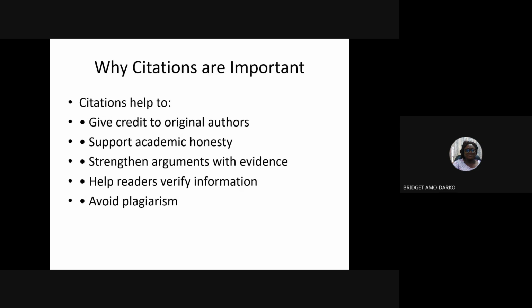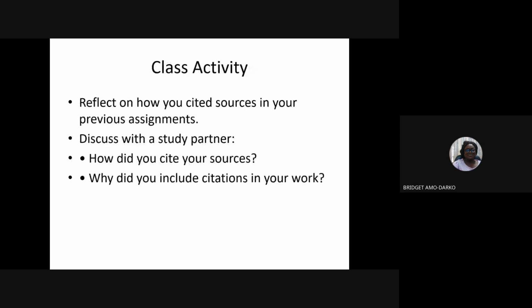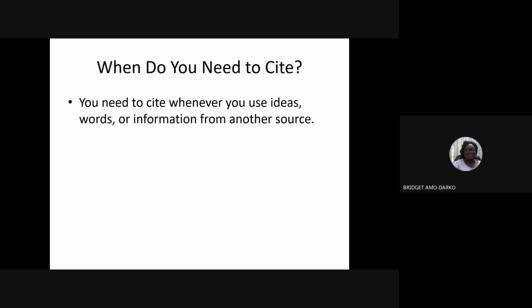So if you want to be cited, you also have to bring out a strong argument in your conclusion, which someone can use to also cite you. But in your main work, all statements, arguments, claims, whatever you are writing there, you need to cite to help support academic honesty. Why do you need to cite? You need to cite whenever you use ideas, words, or information from another author.